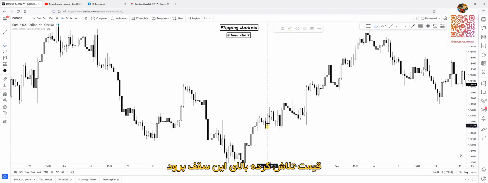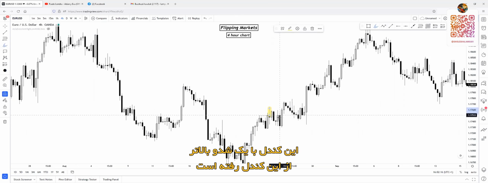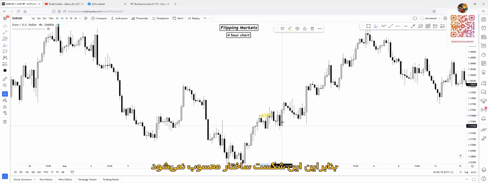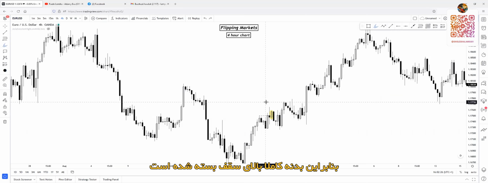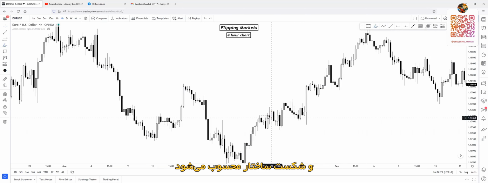Price tried to break above this high, but it could only break above with a wick on this candle, and break above with a wick on this candle. So it won't count as a breakout structure. But as you can see, this candle and this candle closed above this high with a body. So it's a full body closure, and this will count as a breakout structure. Basically, this upside candle created the breakout structure to the upside.